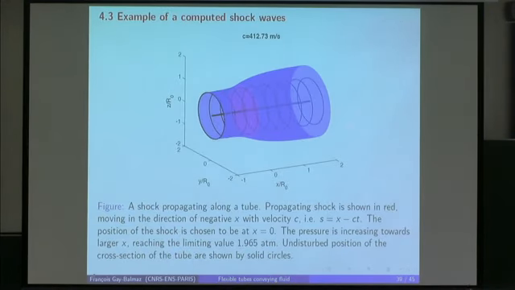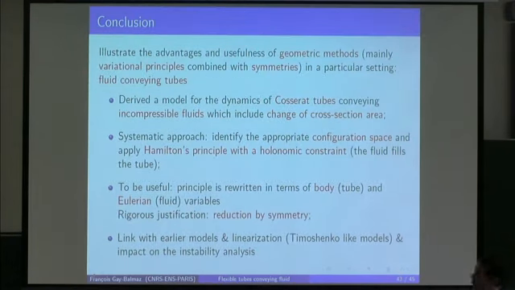So this is an example of a shock wave that propagates in a tube, where here we assume no rotational motion, just to simplify. So we checked really that our model admits such shock wave solutions in 1D. Okay, I'll let you read the conclusions, but it's basically summarizing what I did.